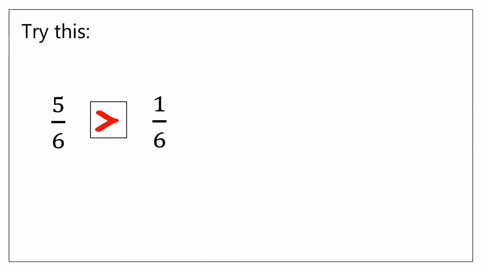Another example, 2/9 compared to 7/9. Again, if the denominators are the same, you will look at the bigger numerator. That's the larger value. So the larger value here is 7/9. 2/9 is less than 7/9.